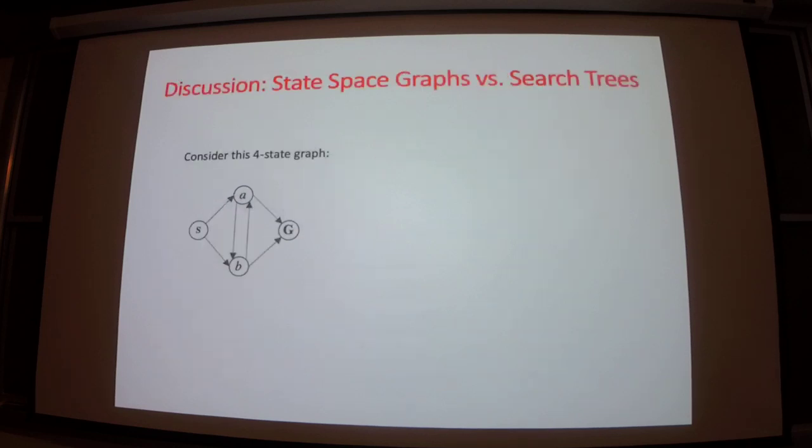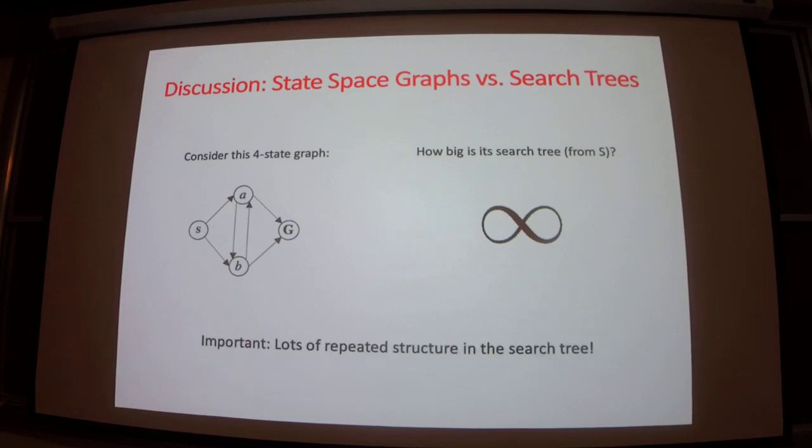Okay, so let's consider this graph. We have a start, we have a goal, we have two intermediate states. You can go between them, you can go from the start and the goal to them. Here's a question for you to discuss. How big is this search tree, starting at S? I was going to say take a couple minutes to discuss it, but yes, good point. It's infinitely large, right? Because from every A you can go to B, and from every B you can go to A, and you can just keep going down forever, right? Yes, because there's a cycle in the graph.